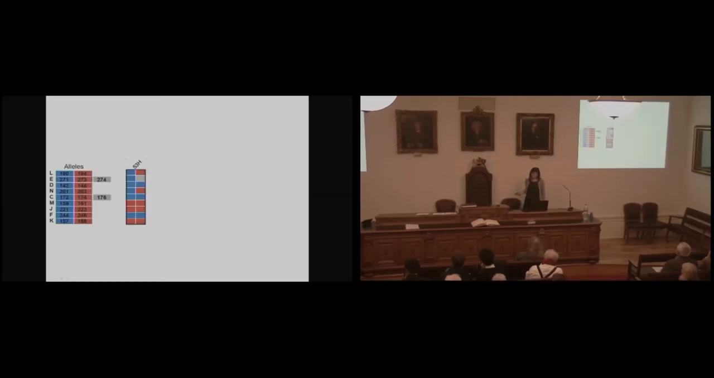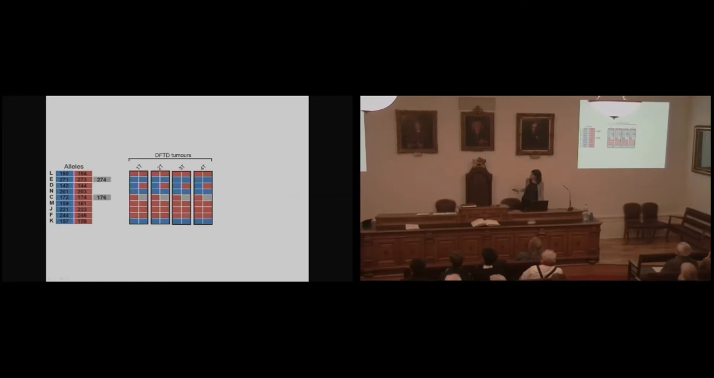So just to give you a little bit of a sense of how the data look, this is just a representation of a normal devil. And he's diploid, so he's got 2 copies. And you can see with the colors that he's heterozygous here, he's heterozygous here, he's homozygous for the blue one here, he's heterozygous here, etc. So now let's look at the tumors.